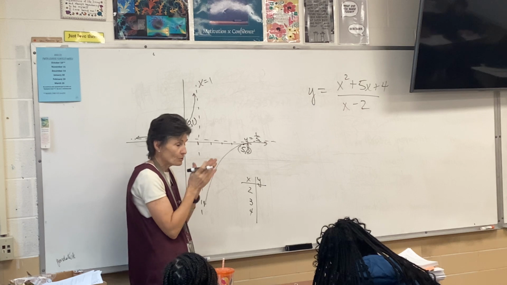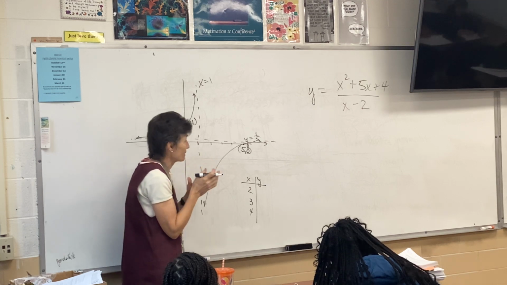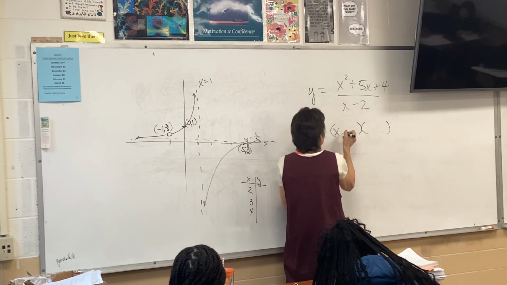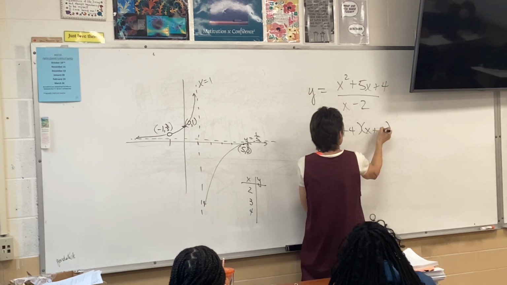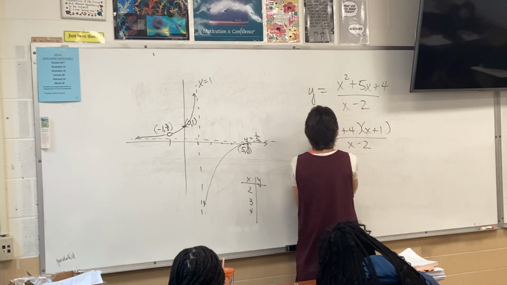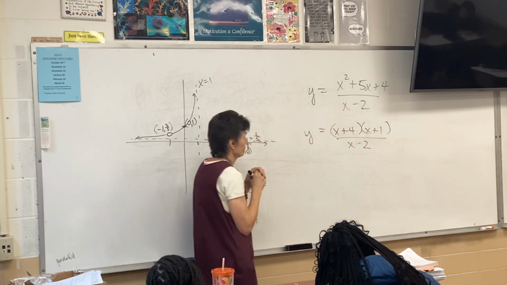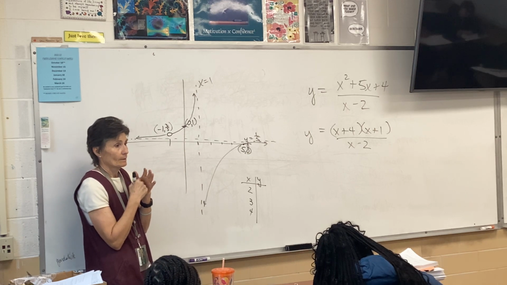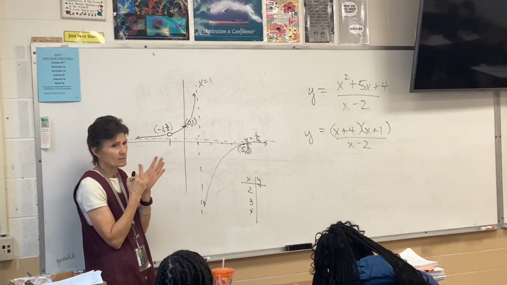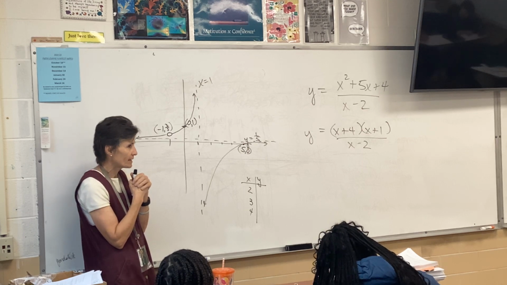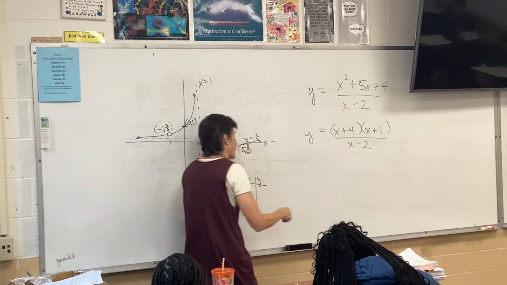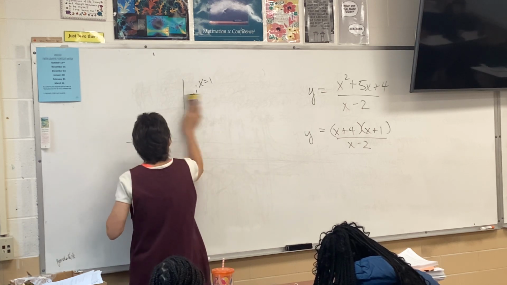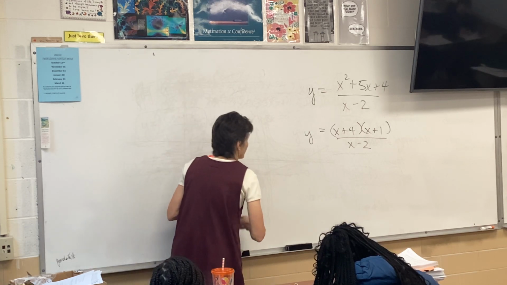What do we do first? You know, what do we always do first? Factor it. So it factors plus 4 plus 1. Well, nothing canceled, okay, that's all right. That just means I won't have any holes. All right, so what do I have? A horizontal asymptote at one.